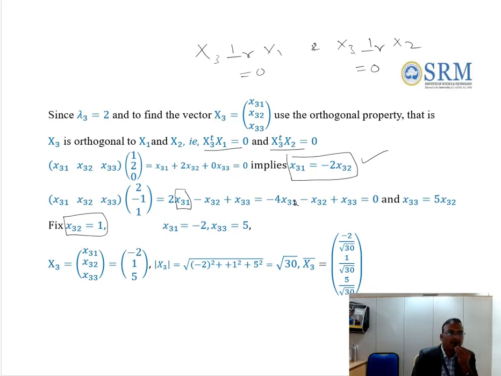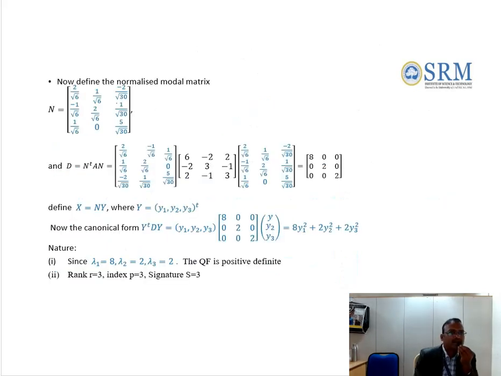Now we have computed all the eigenvectors and normalized eigenvectors. Now we are ready to define the model matrix. The model matrix is this matrix, and to compute the diagonal matrix we have to use this definition, D equal to N transpose A into N. So this is your N, and to calculate the transpose, the rows are converted to columns and the columns are converted to rows. So N transpose A N gives the diagonal matrix with 8, 2, 2.